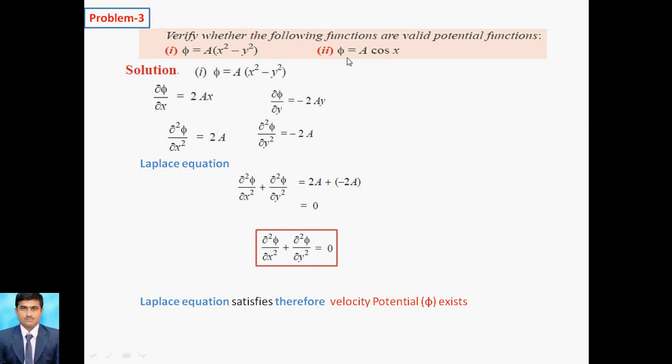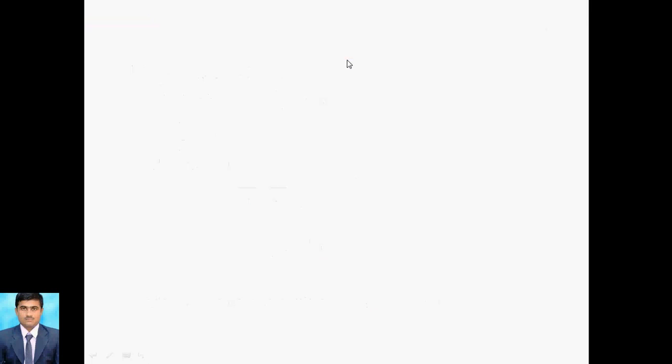Okay, now the second formulation, I can write phi is equal to A cos x. So this is the second problem. Now we'll take first dou phi by dou x, then we can take dou phi by dou y. While calculating the differentiation, always remember that A is your constant value. I can write A as it is. Cos x is there, that's why minus sin x is there. So I get minus A sin x here, and dou phi by dou y is equal to 0 because here y is absent.